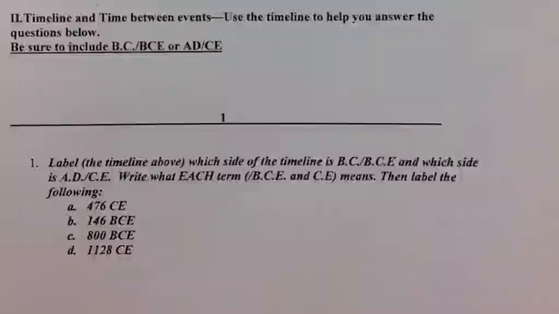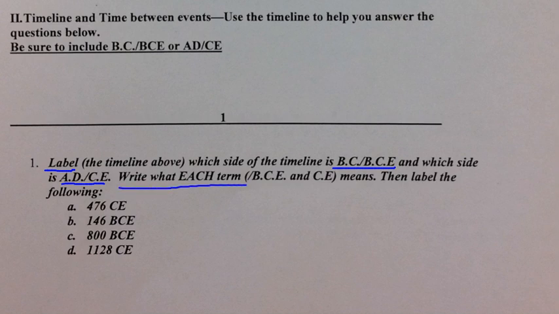Okay, so question 1 asked me to label the timeline above. Which side of the timeline is BC or BCE, and which side is AD or CE? I'm going to put this up above the timeline and out of the way so that when I get to labeling the years, I have plenty of space. It also says write what each term BCE and CE means.